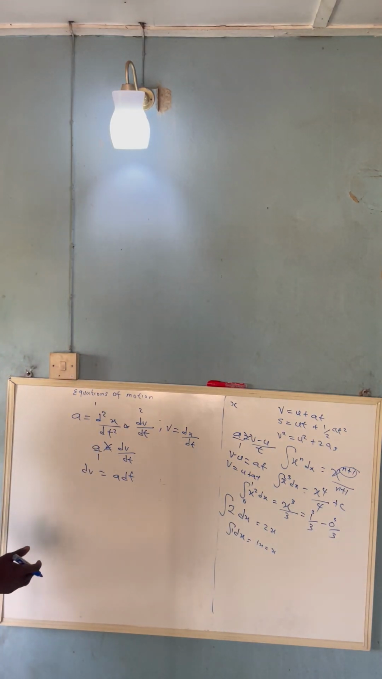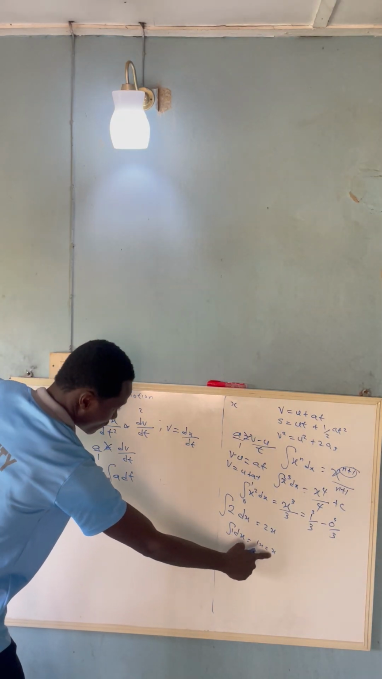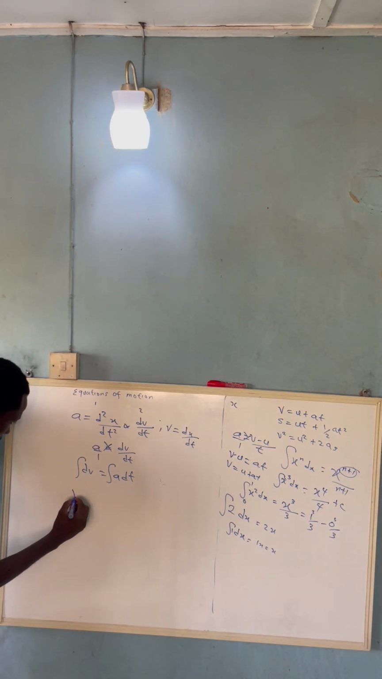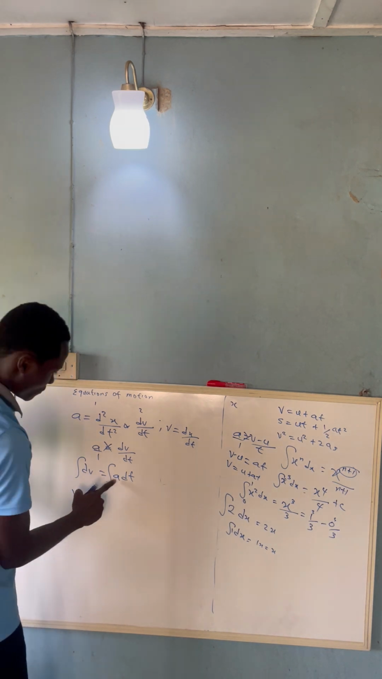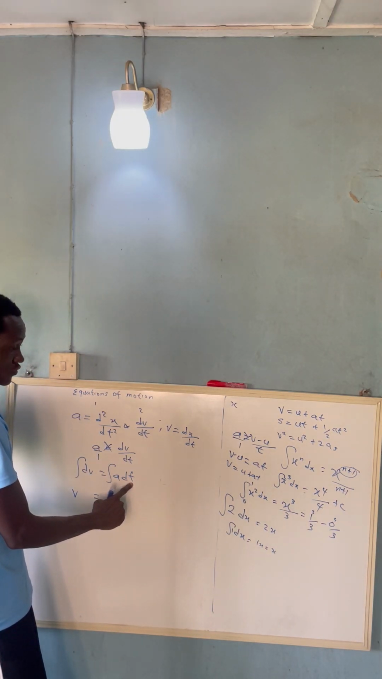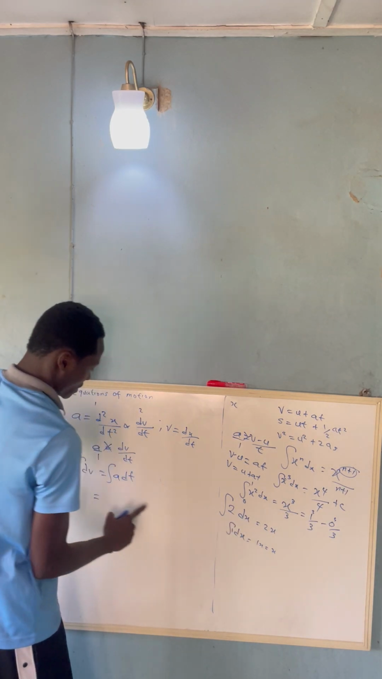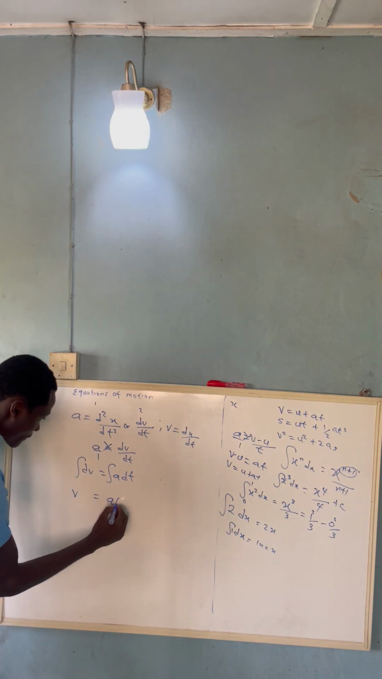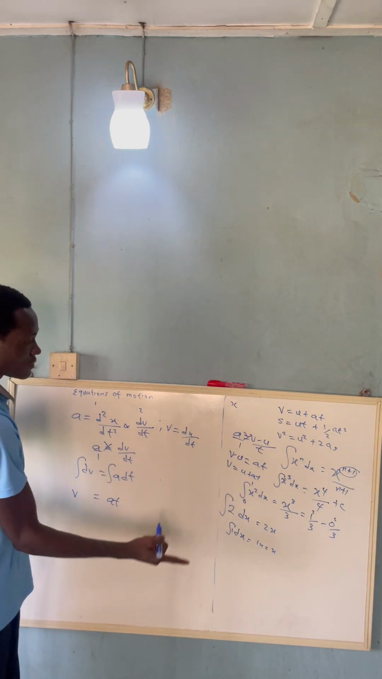So now let's continue. Let's integrate both sides. We take the integral of this side, we take the integral of this side. So we are going to say integral of the dv, since integral of the dx is x, integral of the dv is going to give us v. The integral of a dt is going to give us, let's assume a is a constant and this one is the variable we are integrating with respect to. So we are going to have at. Here we have 2x, so it is going to be at.